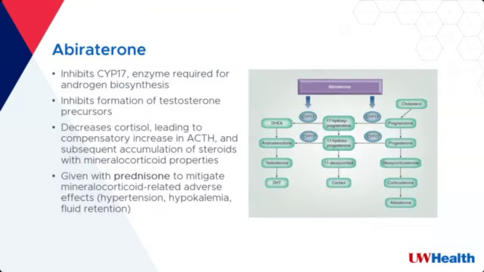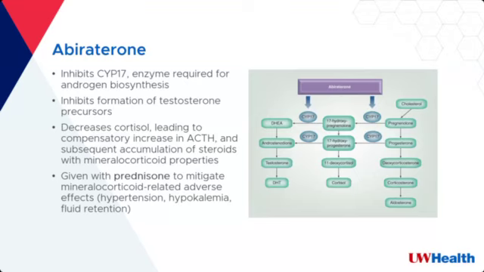Next, we have abiraterone. This is a CYP17 inhibitor, and CYP17 is an enzyme that's required for androgen biosynthesis. So if you look at the diagram on the right, you can see that by inhibiting CYP17, we're inhibiting some of those testosterone precursors, and as a result, decreasing the production of testosterone overall. You can also see one of those pathways for those precursors eventually produces cortisol. So when we're inhibiting CYP17, we're also decreasing cortisol.